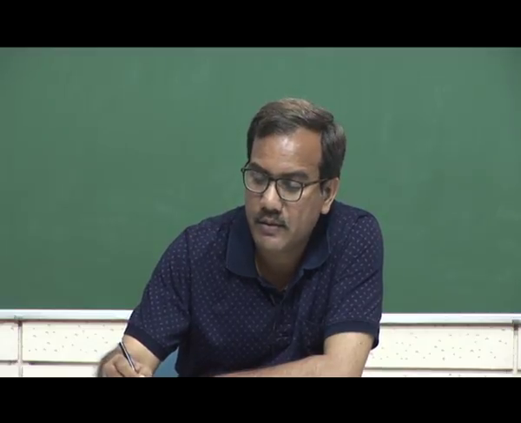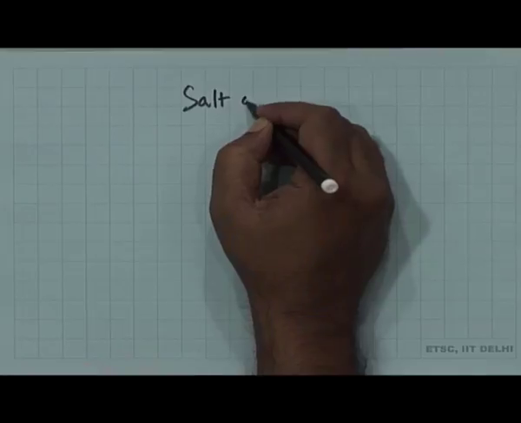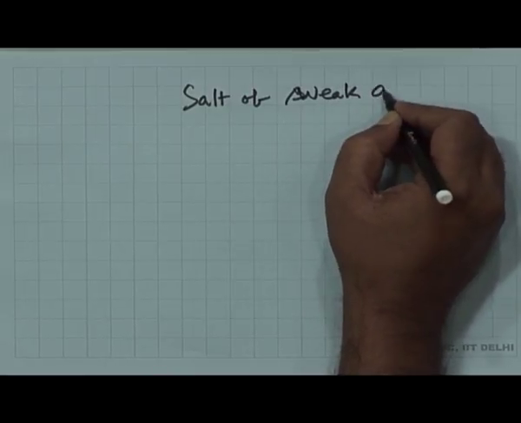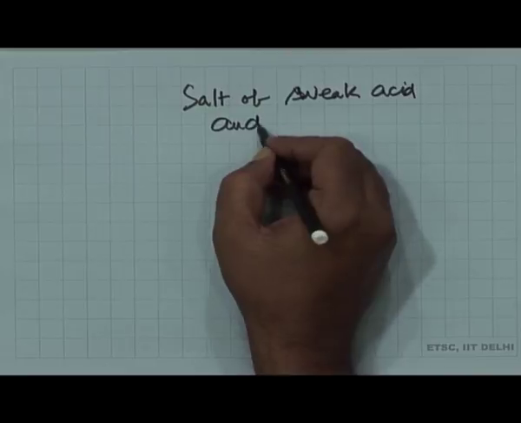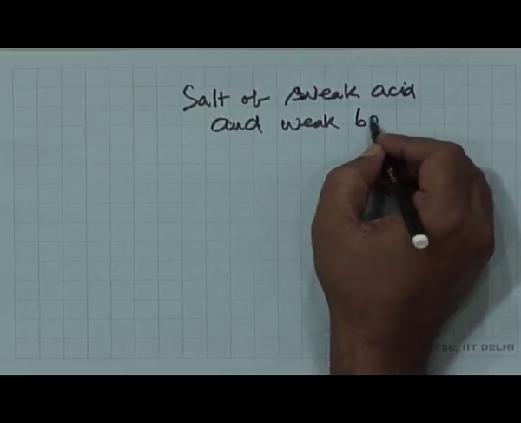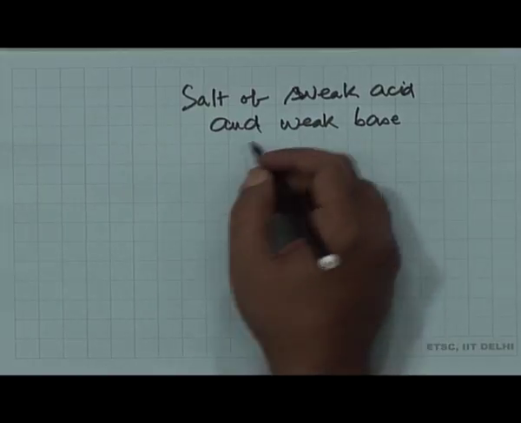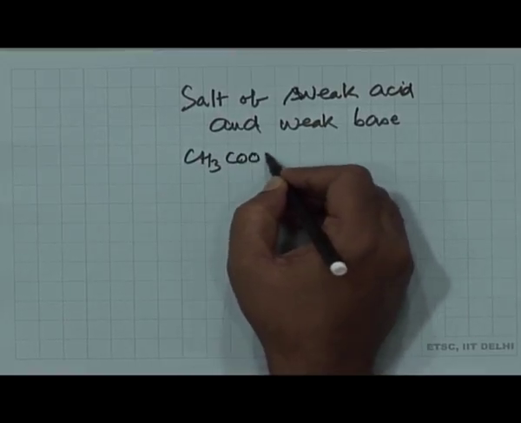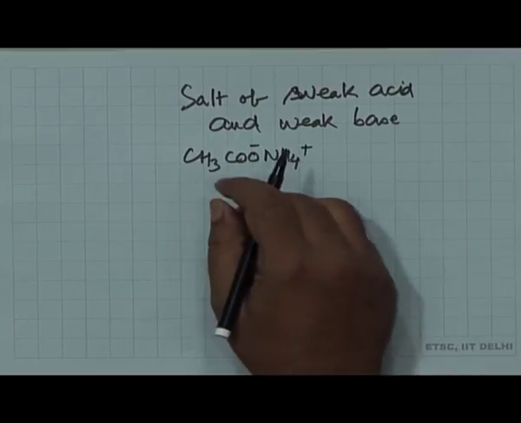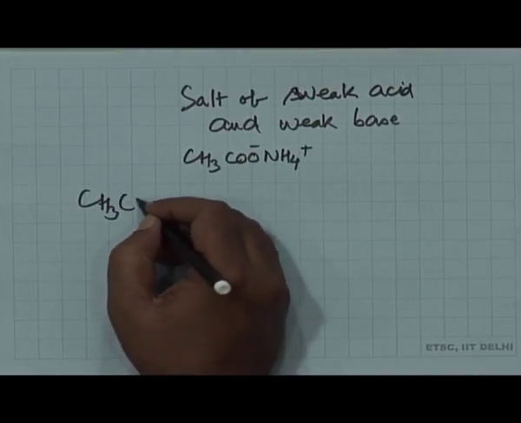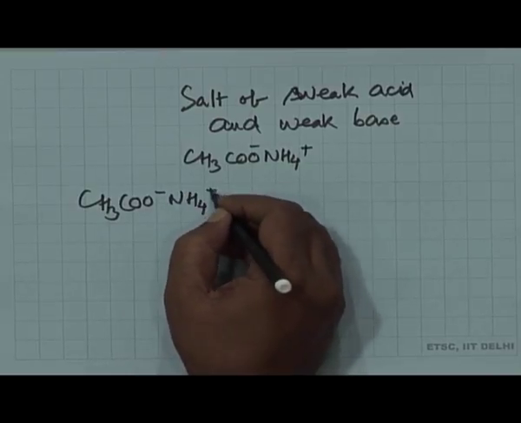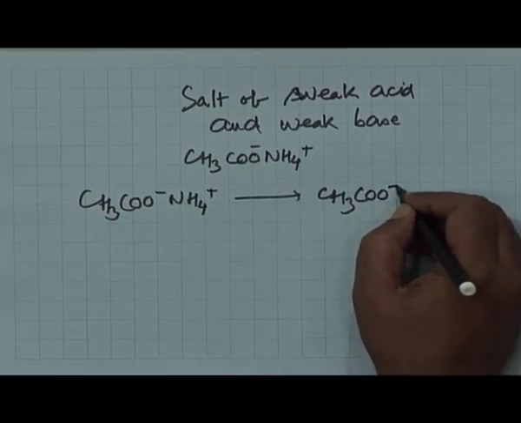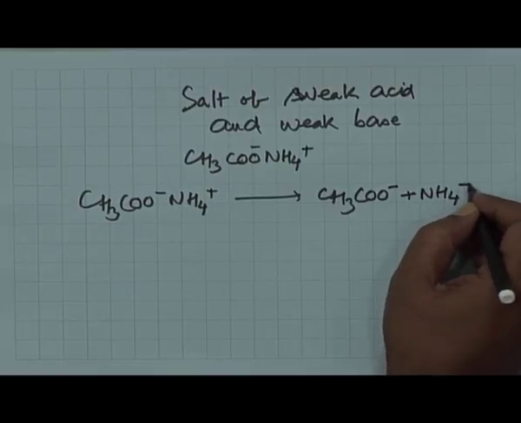Now, the last one is the salt of a weak acid and weak base. For example, we can take the solution of ammonium acetate. Again, this is a soluble salt, so it will simply break when put in the solution. 100% it will dissociate, it will give you CH3COO minus plus NH4 plus.